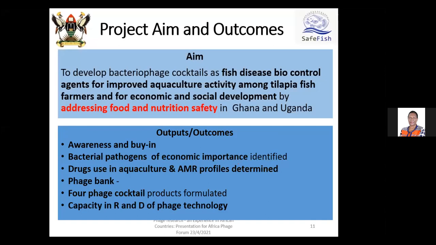to identify the bacterial pathogens and their distribution within the countries, for those of economic importance, the drug use in aquaculture and the antimicrobial susceptibility. We also plan to have our local or in-house phage banks, and we expect to have 4 phage cocktail products formulated, 2 in Ghana and 2 in Uganda. But most importantly, also the research and development of phage technology capacity should be enhanced.